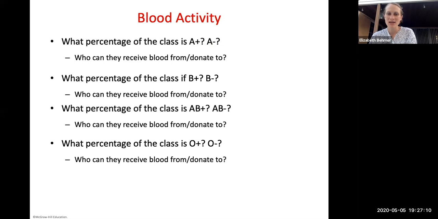Okay? If we were in class, we'd have you guys go up to the board, and we'd look at who has A positive, A negative blood. And then we're going to talk about who people can receive from and donate to. And I have a really easy trick to remember this.